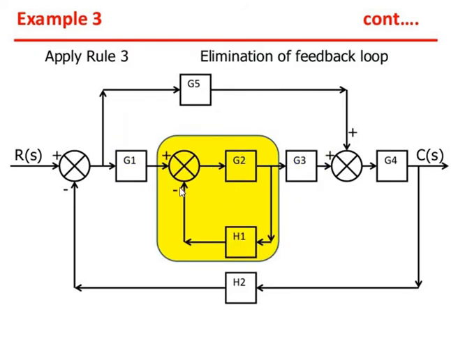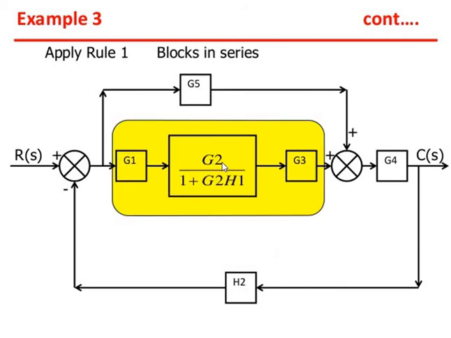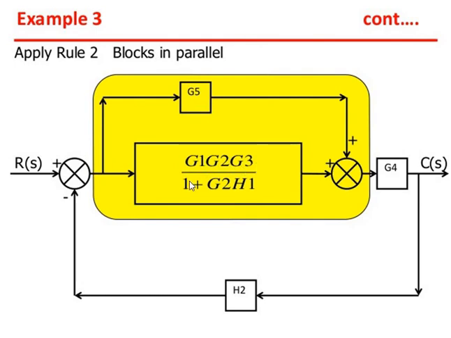Now we solve this block, which is connected in series, G1 this into G3. So G1, this block and G3, it becomes the multiplication. So G1 G2 G3 divided by 1 plus G2 H1. Now we solve these two blocks, which are connected in parallel.